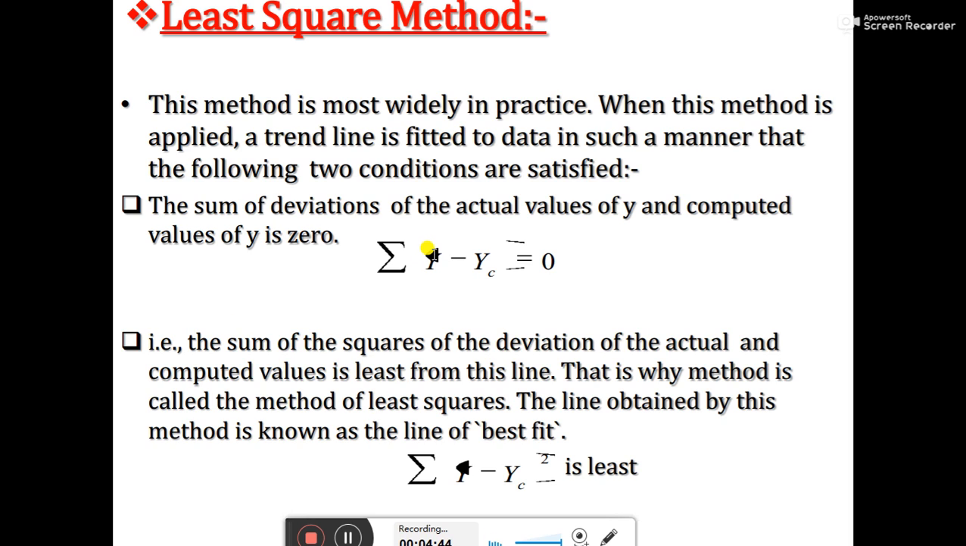This is actually y minus yc equal to 0. The sum of deviations of the actual values of y and computed values of y should be 0. That is, the sum of squares of the deviation of the actual and the computed values is least from this line.